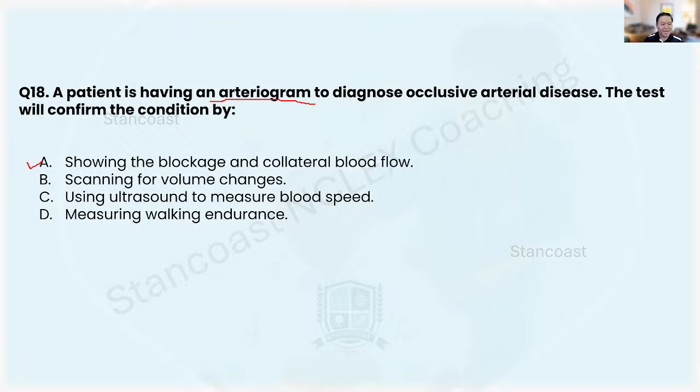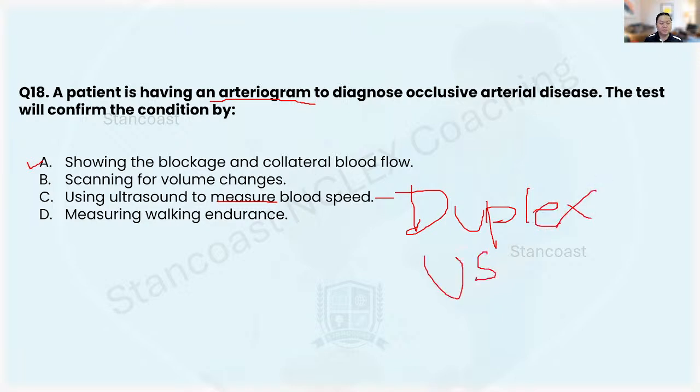Now, letter B, scanning for volume changes. What is that? Well, the arteriogram will not going to capture that one. That's not the primary use. Using ultrasound to measure the velocity. Well, this is going to be the action of the venous ultrasound or Doppler ultrasound, not arteriogram. Duplex ultrasound. Okay. And D, measuring walking endurance, that's not gonna, the exercise testing is not part of the arteriogram.